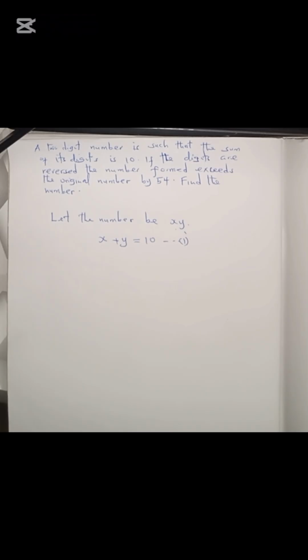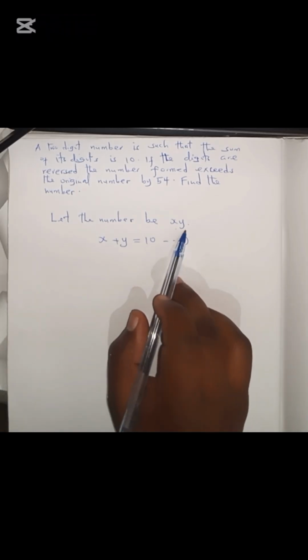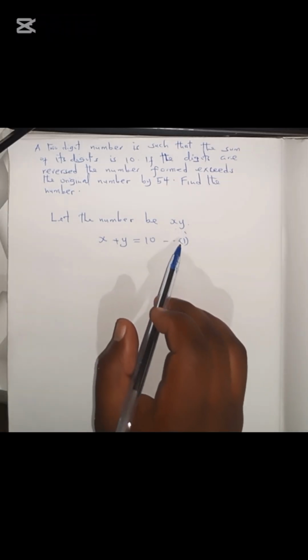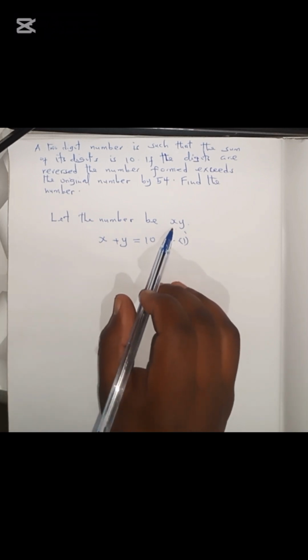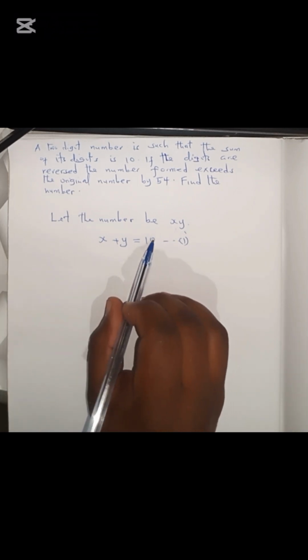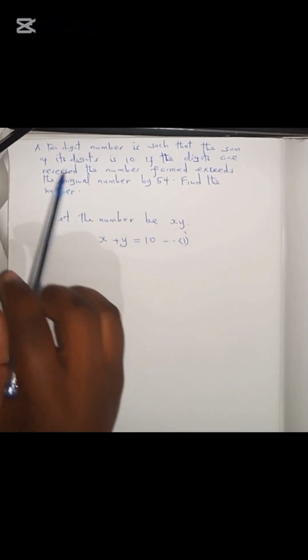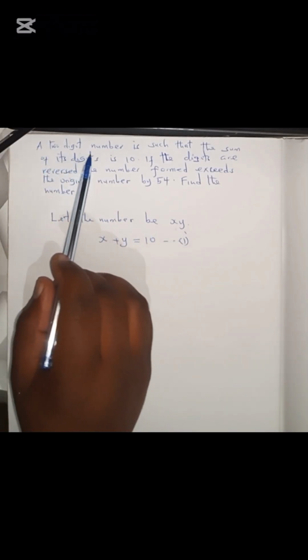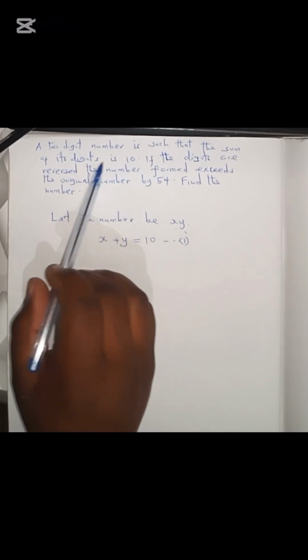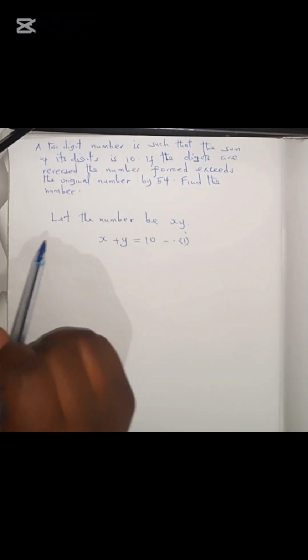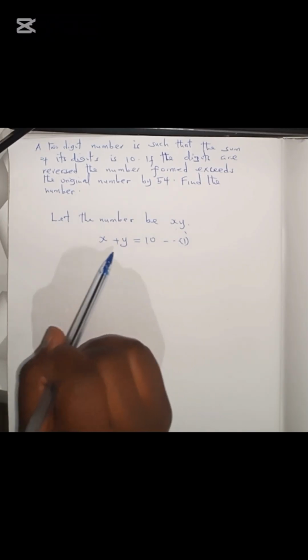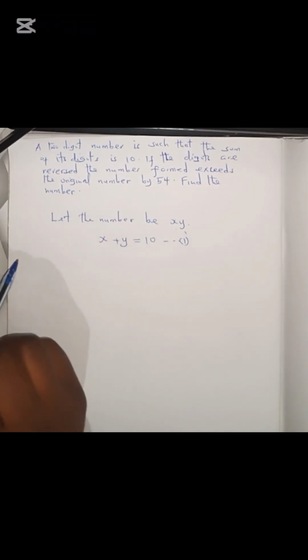So the first thing you are going to do in this case is to let the number be two variables, where the first variable y here takes the position of ones and another variable x represents the tens. So moving to the literature, a two-digit number is such that the sum of its digits is 10. We are going to get the first equation. We've let the number be xy, so the first equation will be x plus y, which gives us 10.